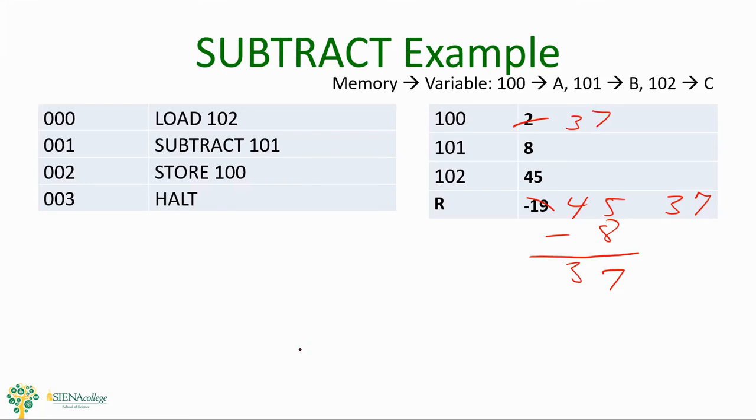Let's try to see what the Python looks like. Load 102. Well, C is our address at 102, so we're going to start with a C. Subtract 101. 101 is B, so it's C minus B. Store 100. We're going to take that and put it into A. A is equal to C minus B is the equivalent of this short assembly language program.